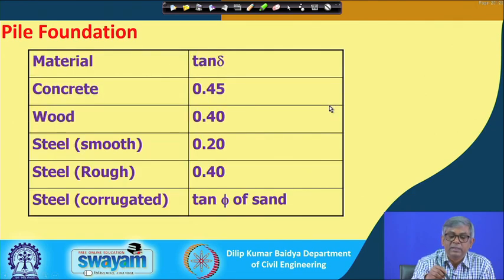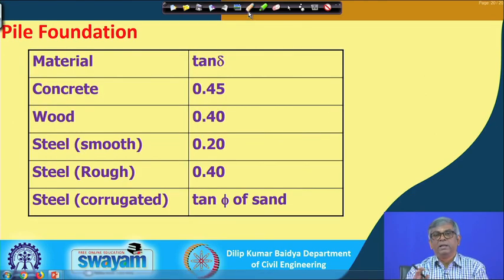And you can see, as I have mentioned, that depending on the material and the soil type your tan delta will vary. That means, as I have said, smooth pile and cohesive soil, smooth pile and cohesionless soil. Similarly, rough pile with cohesive soil, rough pile with cohesionless soil. So, there are many combinations like that. Generally, most of the time the material fixes the tan delta, and it can vary a little bit in between.